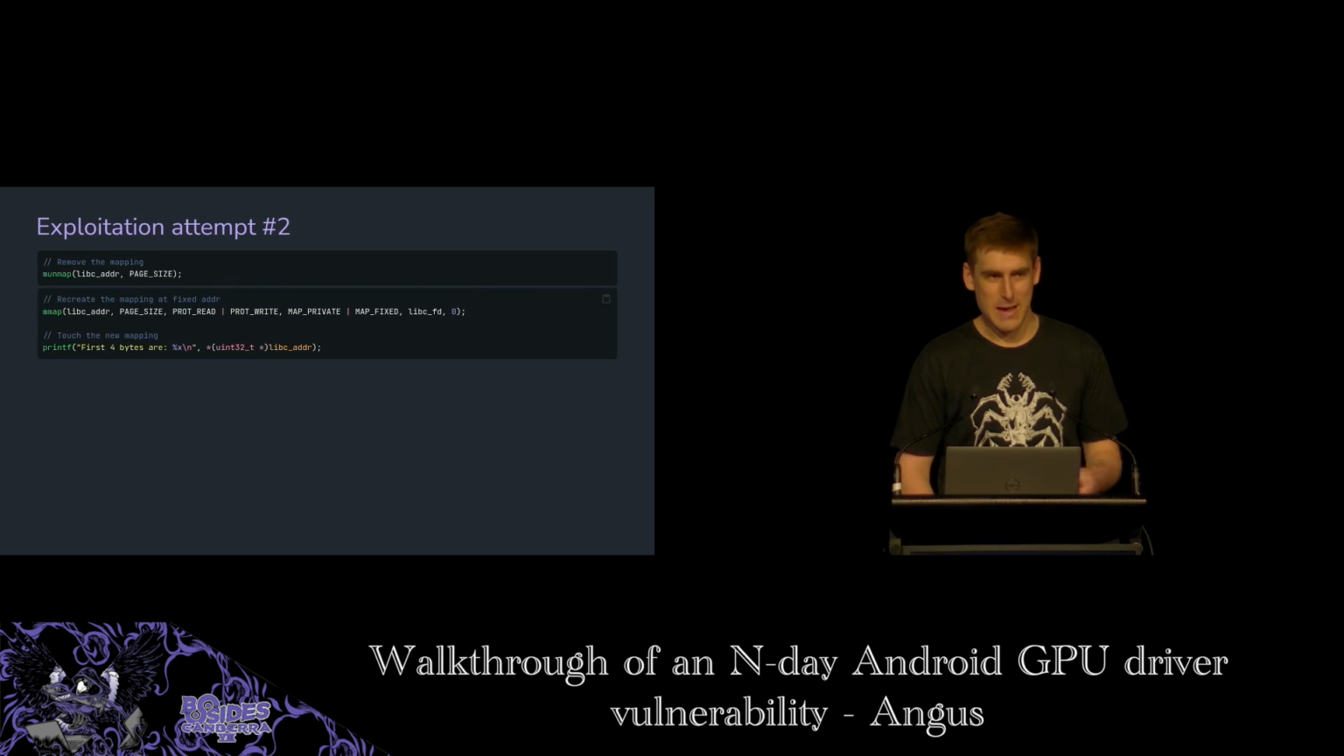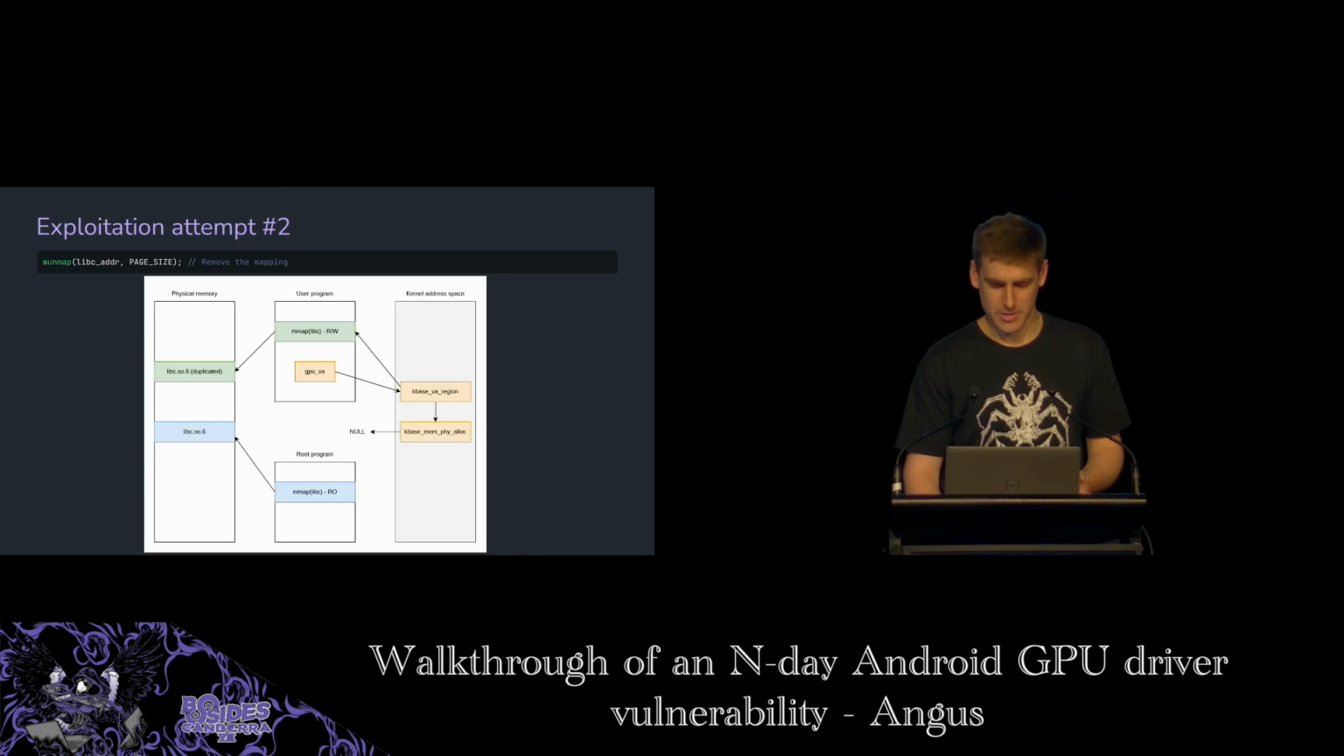Why don't we just map something back in the exact same spot again? What happens if we map libc that we originally had? We map libc that we originally had, and this will set up a brand new copy on write mapping all over again. So having a look at the diagram again.